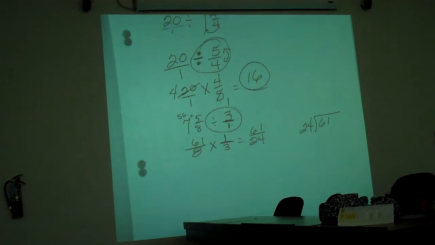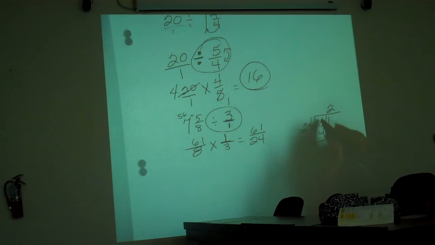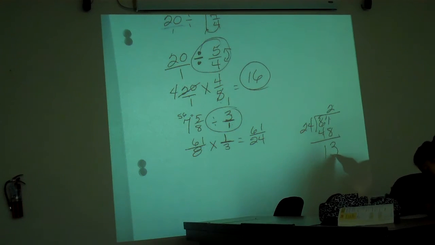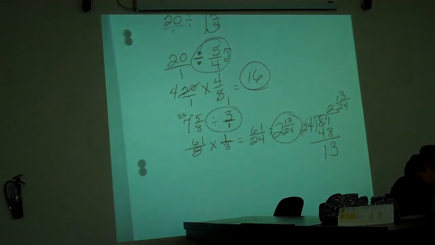24 is almost 25, so 2 would be 50, 3 would be 75. We want to go with times 2. 2 times 4, 8. 2 times 2 is 4. Subtract it. 11 minus 8, 3. 5 minus 4 is 1. So we got 2 and 13/24ths. Okay, so make sure you turn them both to fractions before you flip, okay?